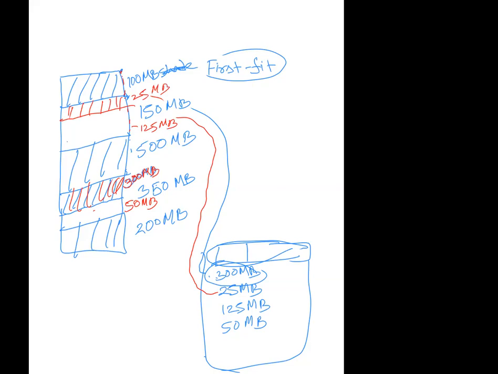Next, the 125 process comes, and again first fit will start searching in here. This is 125, okay, available. So it just takes this allocation for this 125 in here. Next the 50 MB process comes, and again it will keep searching. Here is already a process, also here is one process, here is one process. Here 50 MB is available, so it fits this process in the RAM.